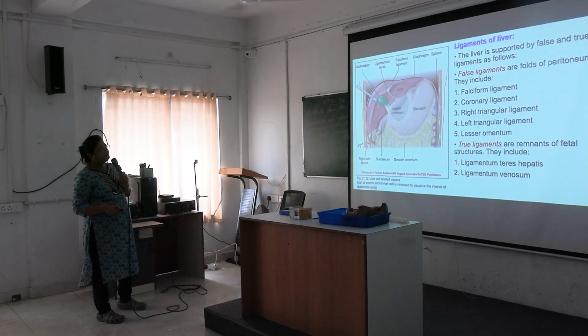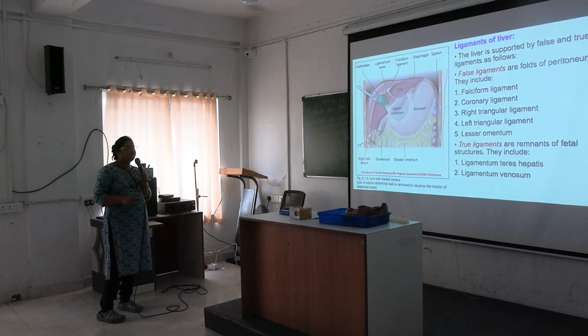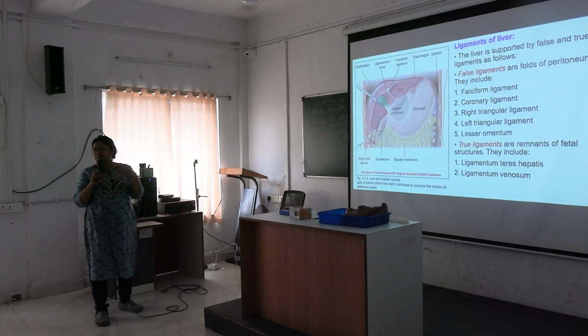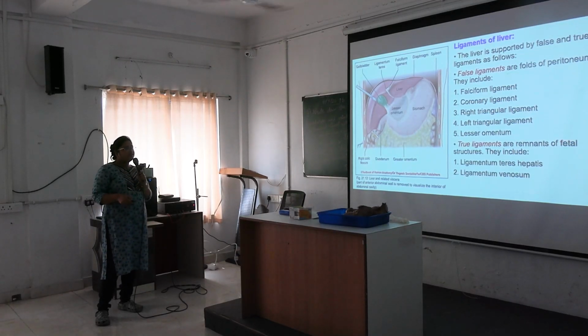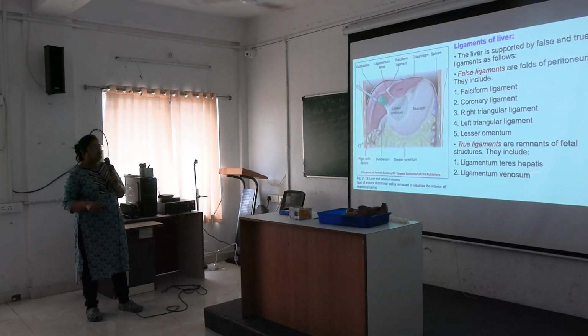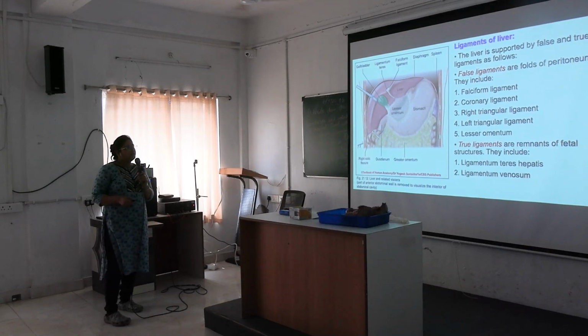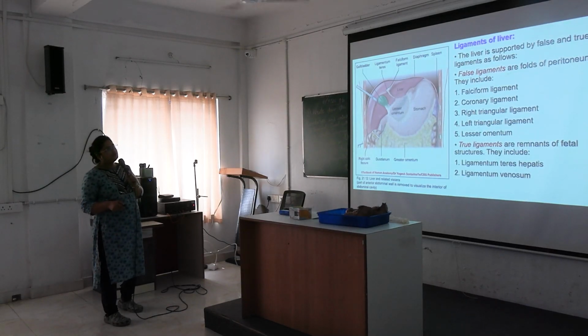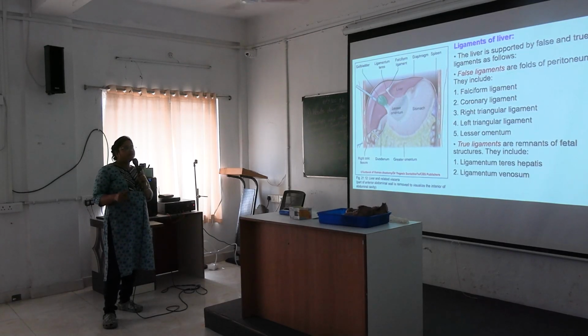And these are the ligaments of the liver. It is supported by false ligaments and true ligaments. False ligaments are peritoneal reflections. True ligaments are these two, remnants of fetal structures, and they include the ligamentum teres hepatis and ligamentum venosum. And false ligaments include folds of peritoneum. These are the falciform ligament, coronary ligament, right and left triangular ligaments, and the lesser omentum.